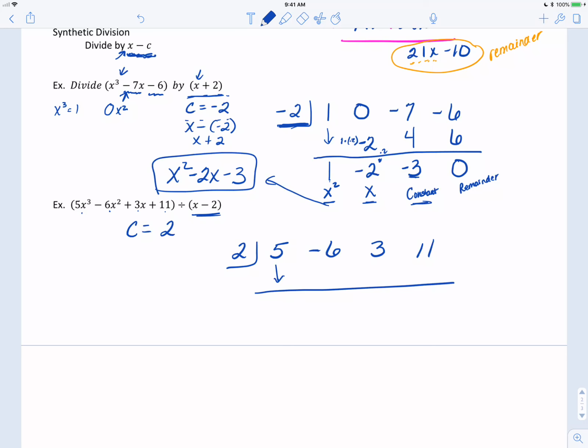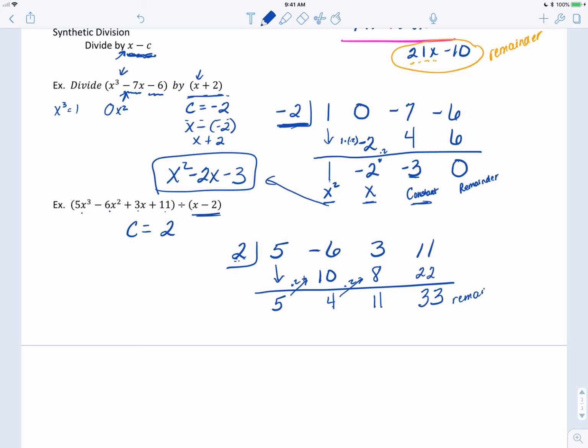All right, so again, bring down the first term. 5. 5 times 2, 10. Negative 6 plus 10 is 4. The 2 times the 4 is 8. The 3 plus the 8 is 11. The 2 times 11 is 22. So just notice we're putting this times 2, adding, then times the 2, because that's what's on the outside. So we've got 33 left over here as a remainder.